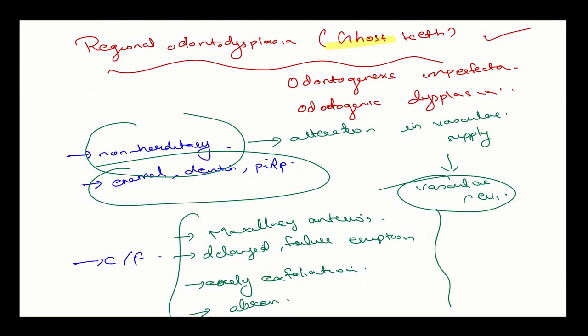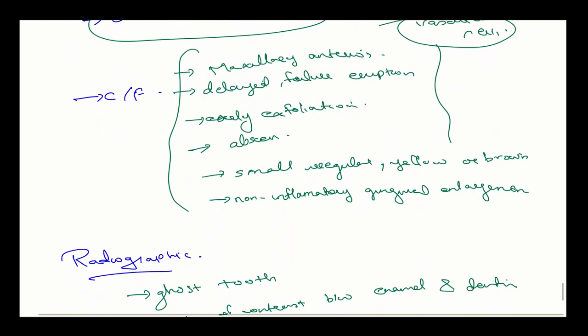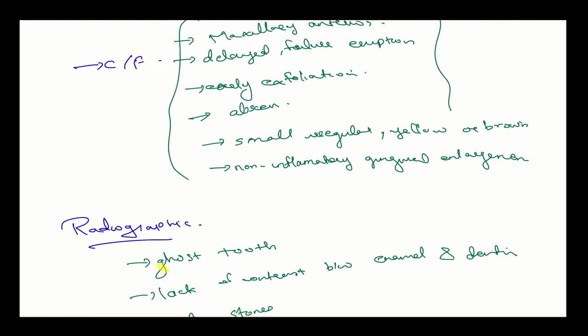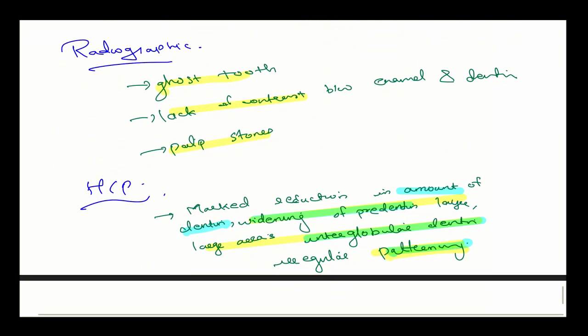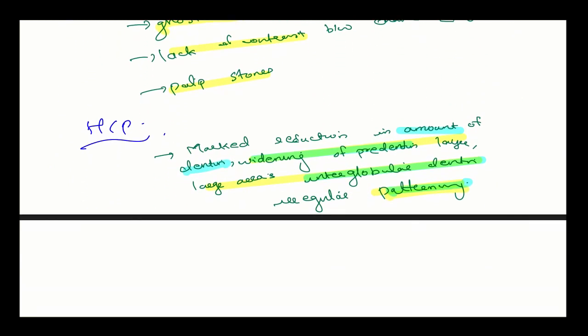Then we have regional odontodysplasia, also called ghost teeth or odontogenesis imperfecta. It's non-hereditary, affecting all 3 structures. Radiographic features are ghost teeth and lack of contrast with pulp stones. Histopathology shows reduction in the amount of dentine, widening of predentine, and interglobular dentine.